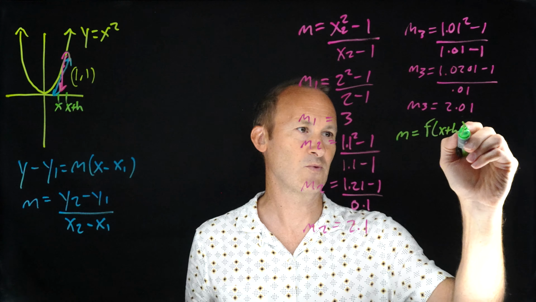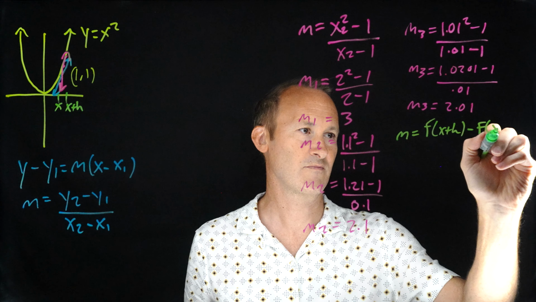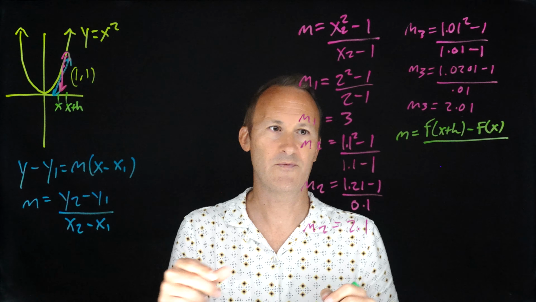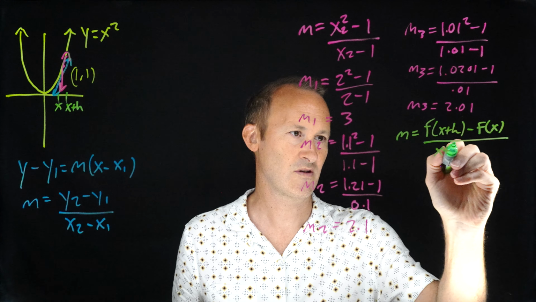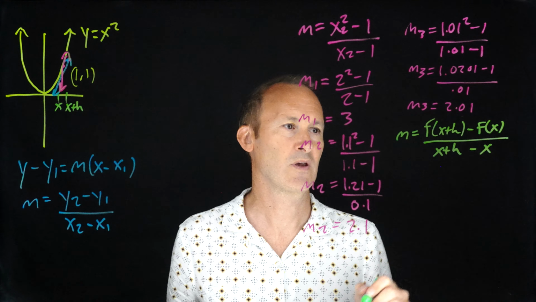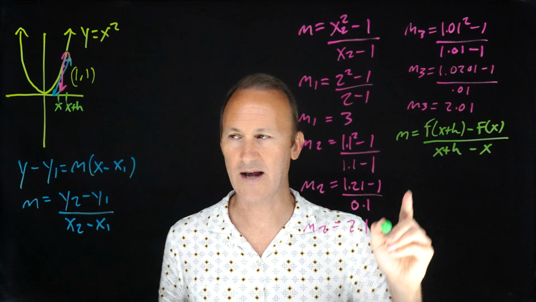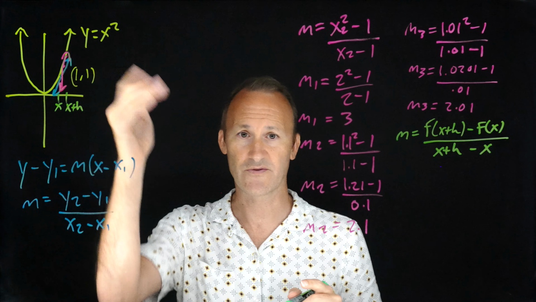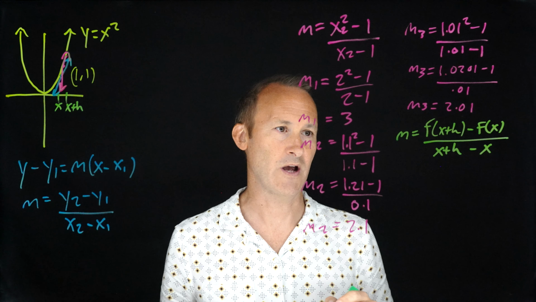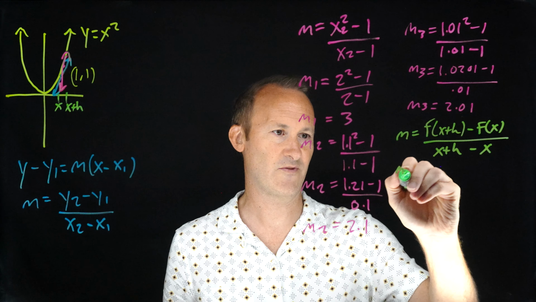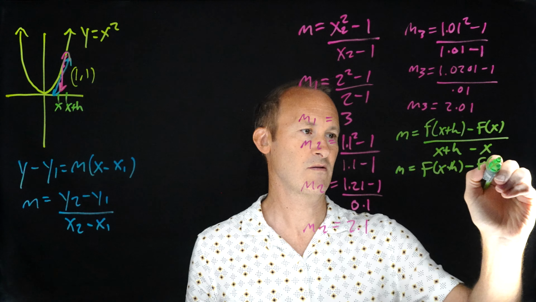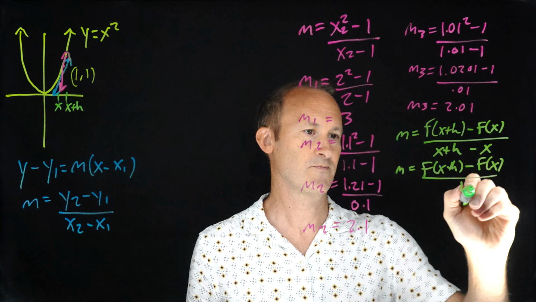Okay, and then we're going to subtract f of x. And this is all going to be over what? Well, our second point is x plus h minus x. This is just y minus y over x minus x, using the points x and x plus h instead of x1 and x2, using functional notation. Okay, that's good, and we can simplify this a little bit further to say this is now f of x plus h minus f of x all over h.